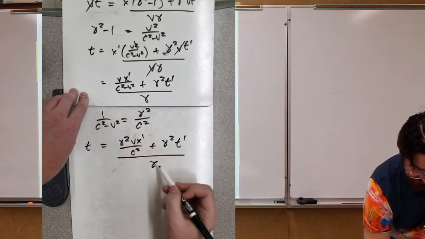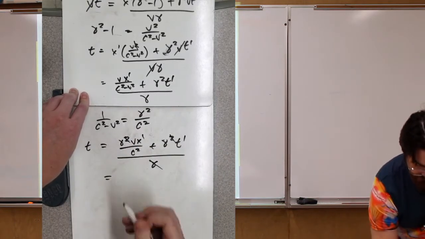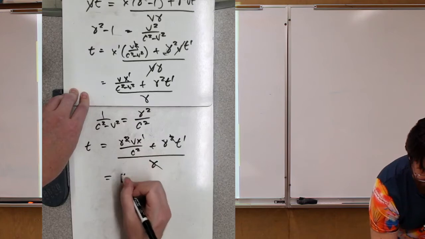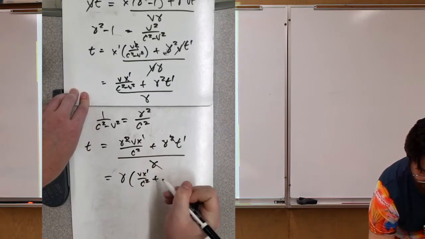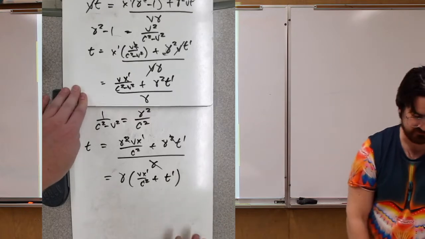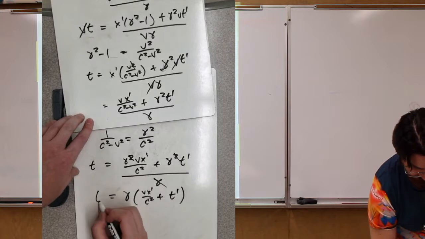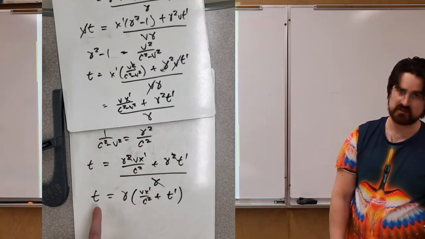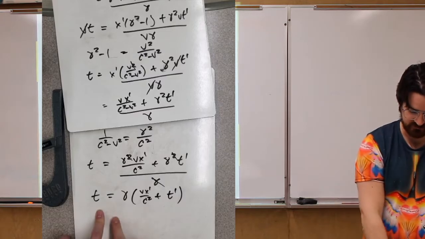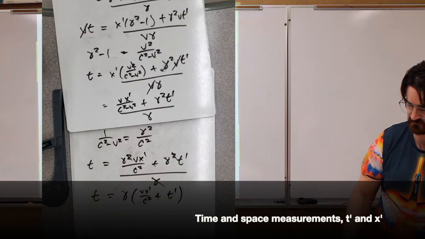And now we have gammas all over the place. We can cancel some of them out. Gammas in both of these can be factored out. And there we go. That's sort of your final result for the relationship between the time measurement in the unprimed frame and the time measurement in the primed frame, in the moving reference frame.